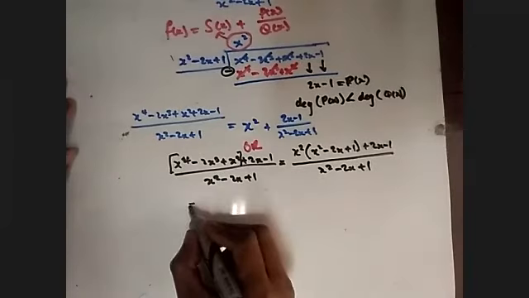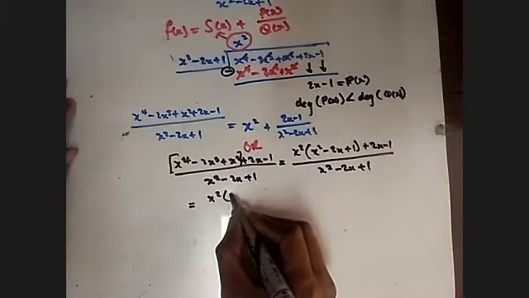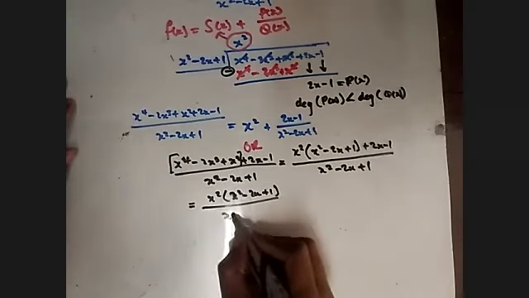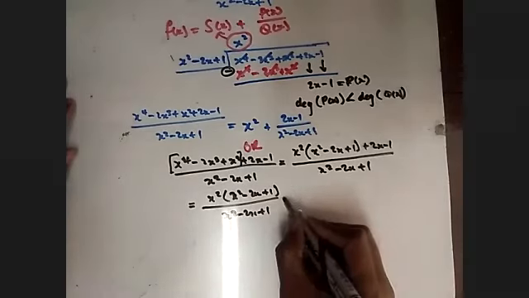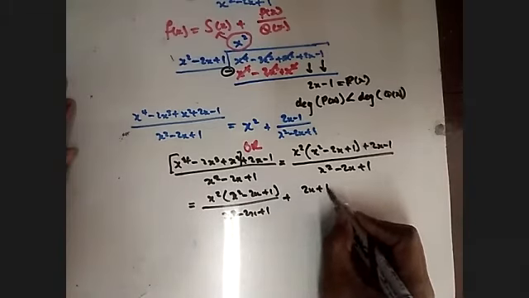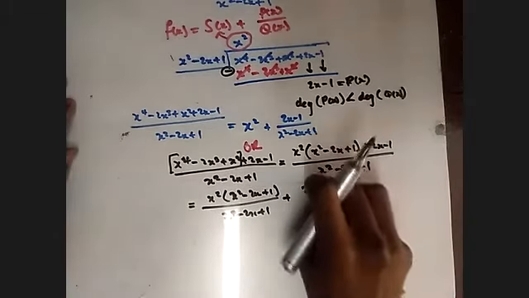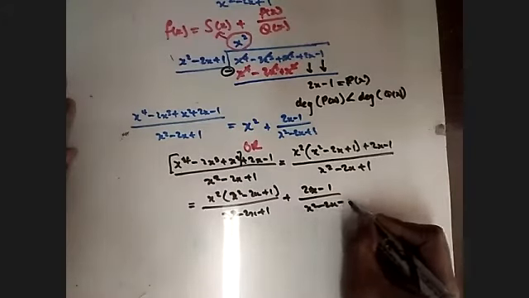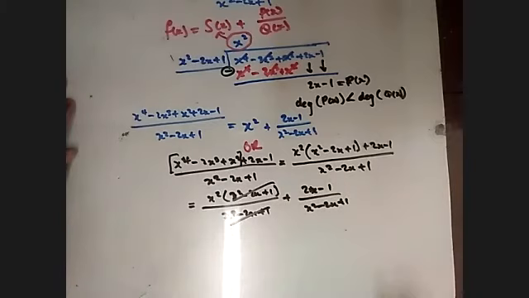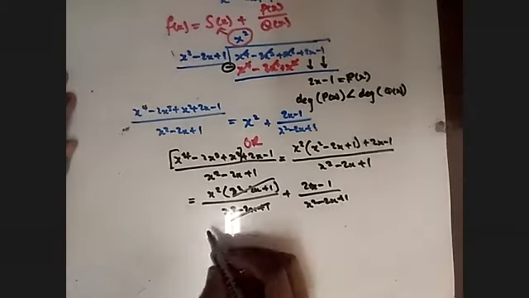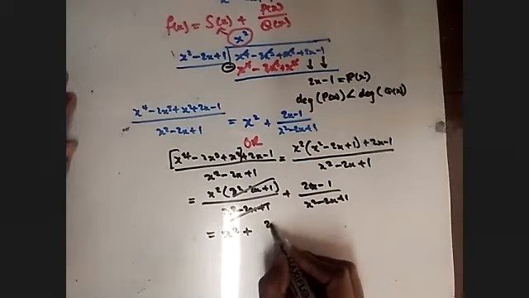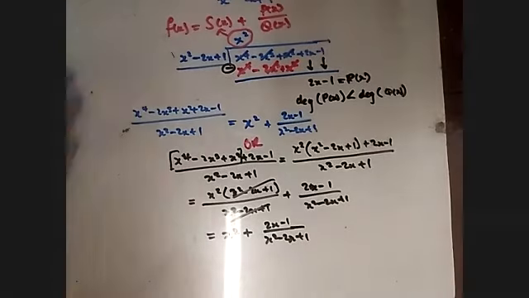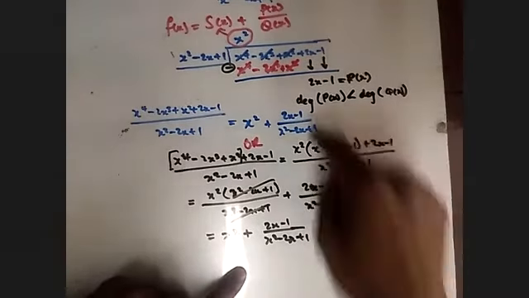So what I'm going to do is separate the terms and have (x^2 - 2x + 1) divided by (x^2 - 2x + 1), plus (2x - 1) divided by (x^2 - 2x + 1). Do you see that this and that cancel out? Then what I'm having is x^2 plus (2x - 1) over (x^2 - 2x + 1). Do you see that this looks exactly like that?